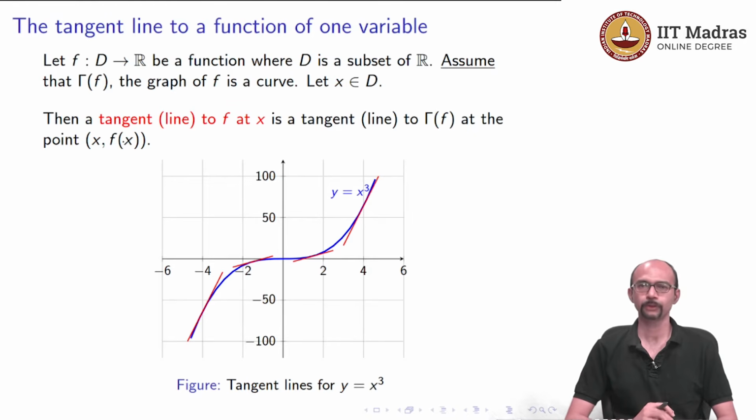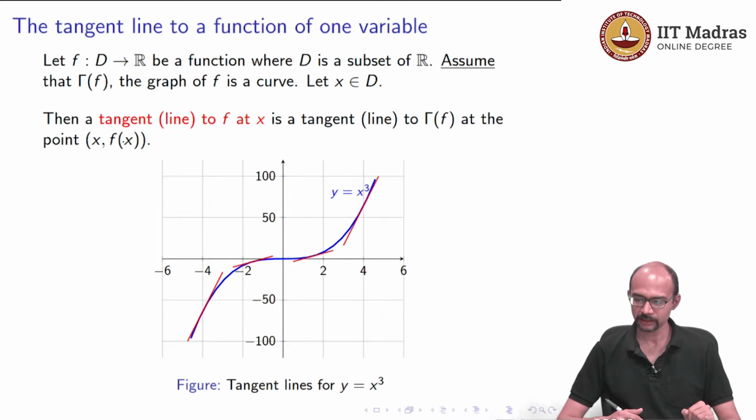If your function is nice, by which we mean it is differentiable, then you can compute the explicit equations for these tangent lines by looking at y minus f of a is equal to f prime of a times x minus a. This is the equation of the tangent line at the point a.